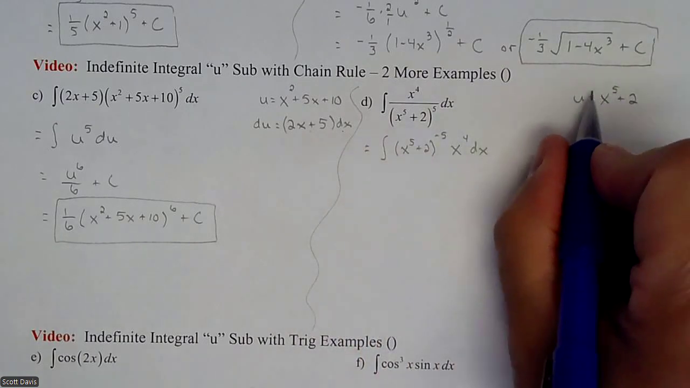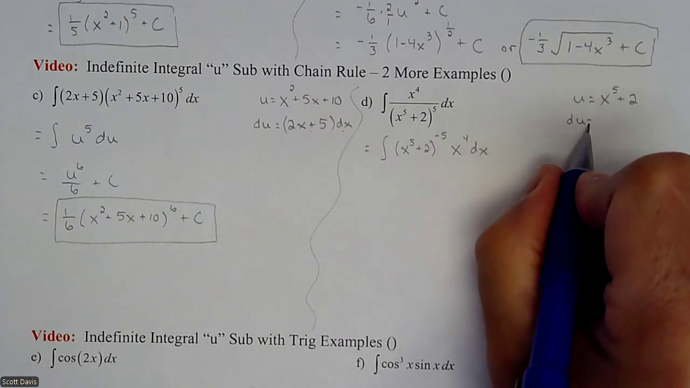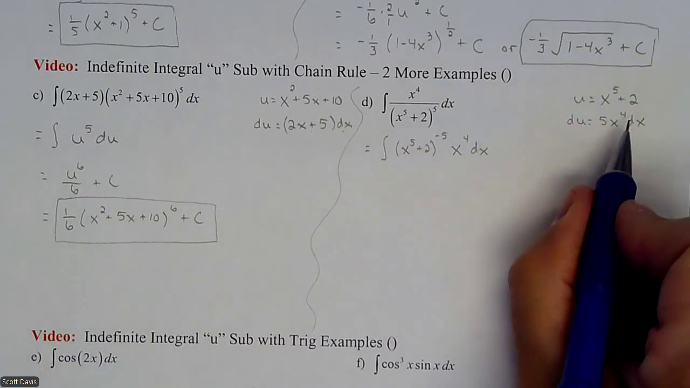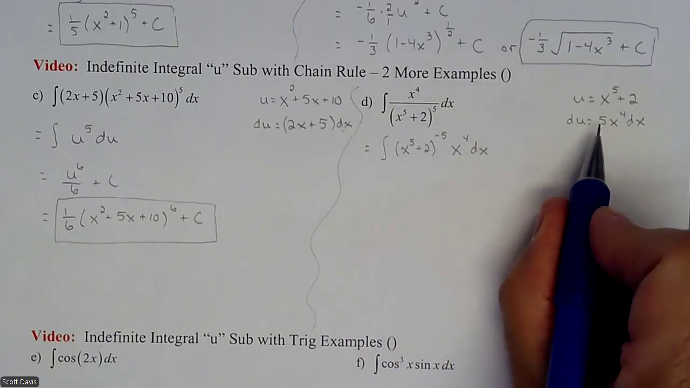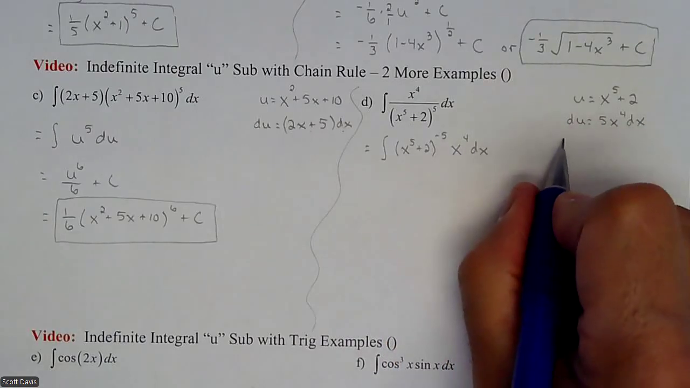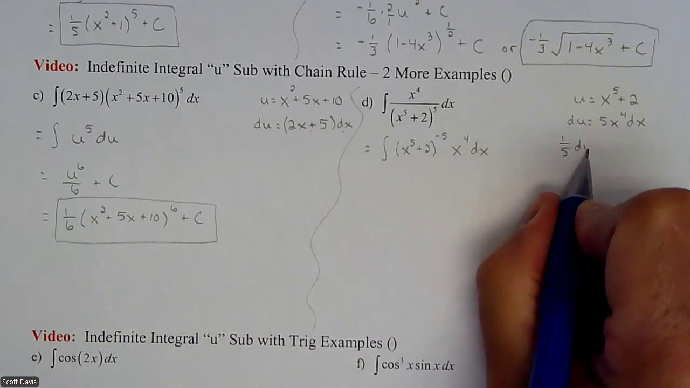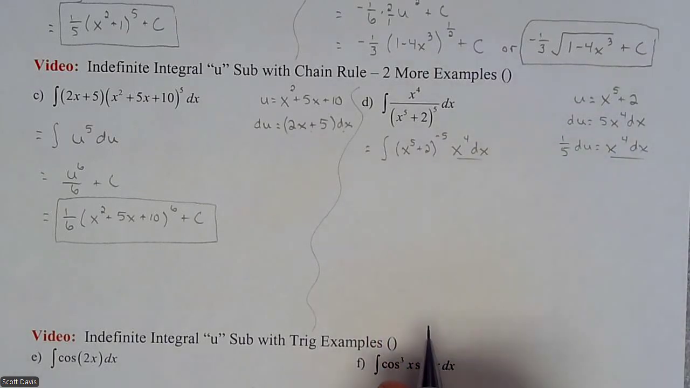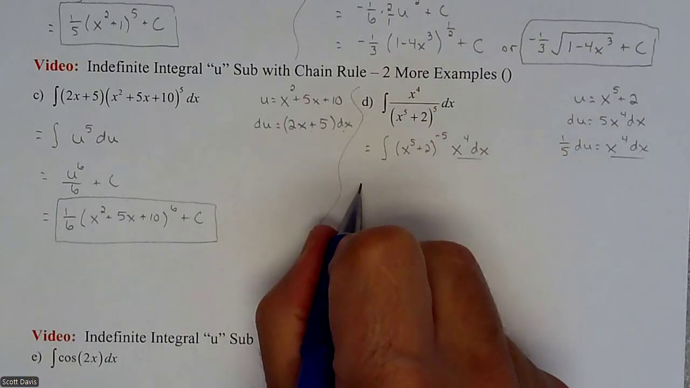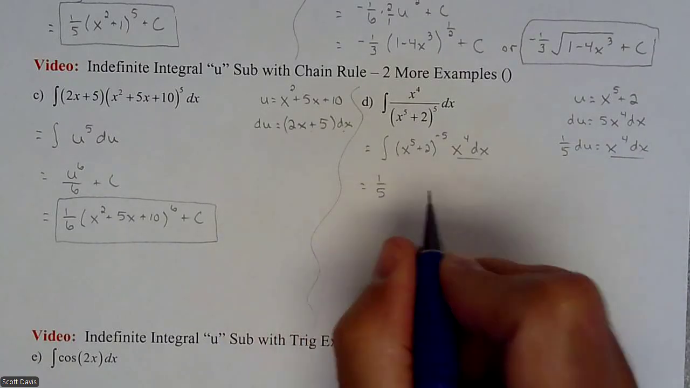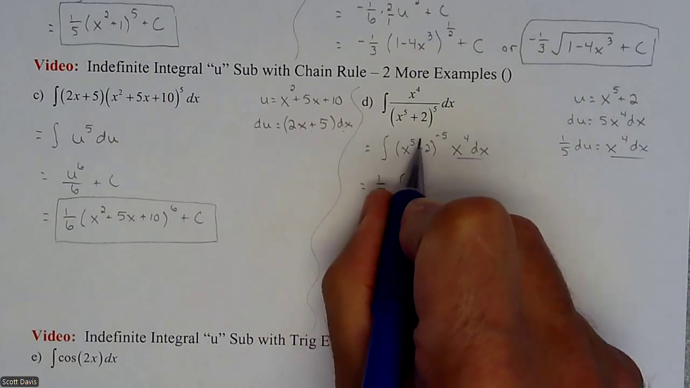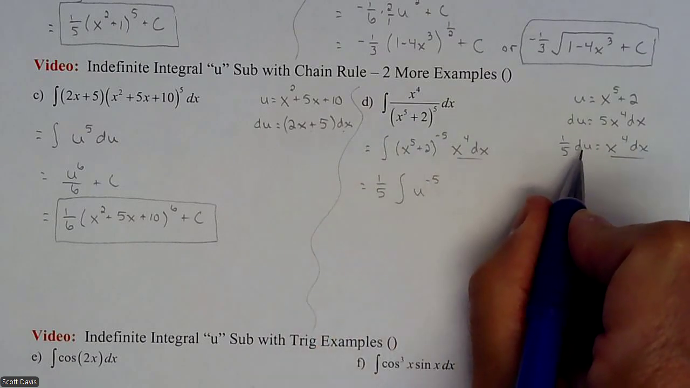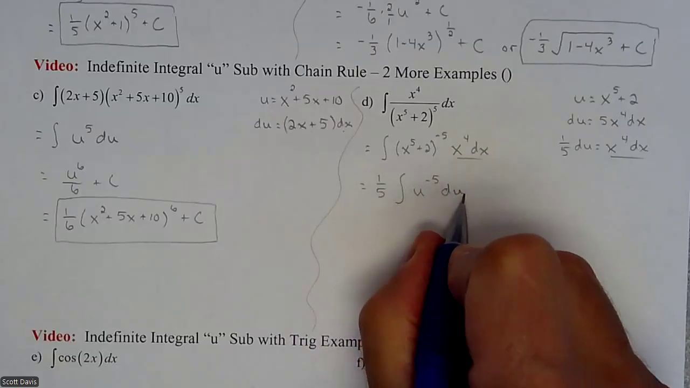And then this piece right here, when I do my derivative of u, I will get a 5x to the fourth dx. Perfect. There's my x to the fourth dx. Let's just isolate this piece and get the 5 out of there. So that's a 1/5 du equals x to the fourth dx. And there's my perfect substitution. So my 1/5, I don't need it to be part of my integral at all. We'll just mix it back at the end. This is u to the -5th, and this is part of my 1/5 du substitution.